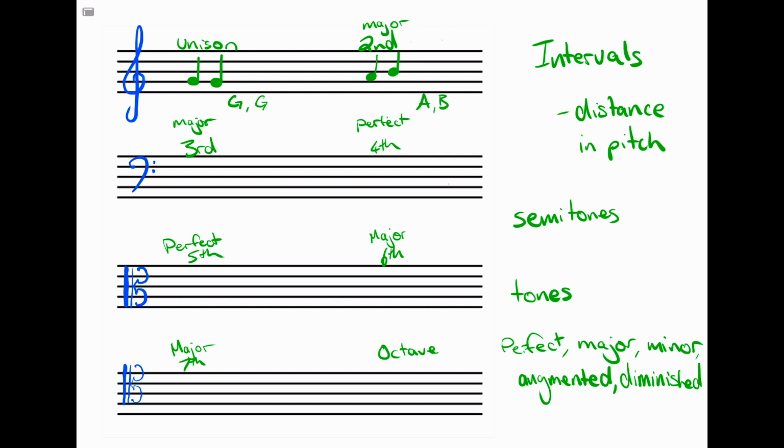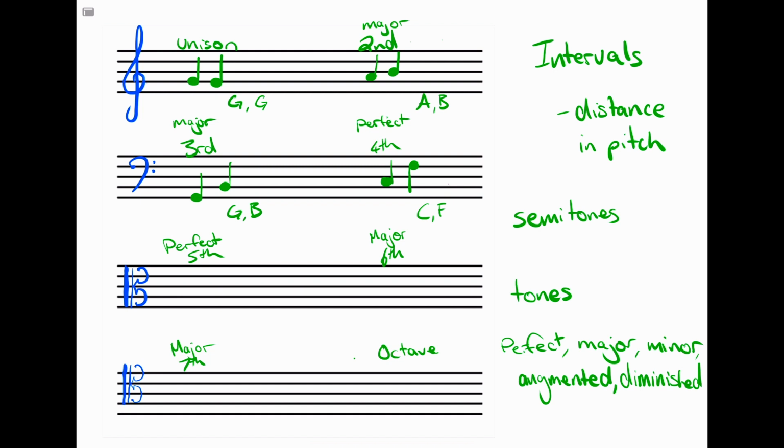In this case, it is major, represented by C and D. The third interval can also be major or minor, and in this case is G and B. The fourth interval is usually perfect but can also be changed to be augmented or diminished. In this case, it is perfect, C and F.